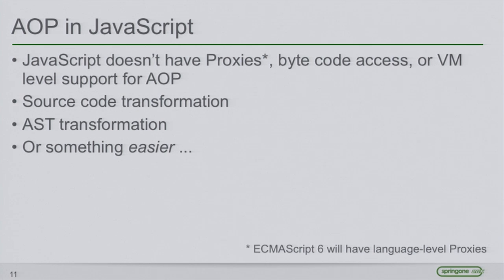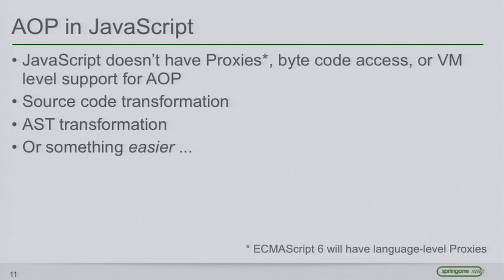So we're left with a couple of options, and neither of which sounds really easy. One is to do source code transformation, and the other is to do AST transformation. AST is abstract syntax tree. So if you have a JavaScript parser that parses the JavaScript into an abstract syntax tree, you can perform more structured transformations on that abstract syntax tree than you can on source code. And you don't have to resort to things like regex parsing and things like that. But again, this all sounds pretty sophisticated.